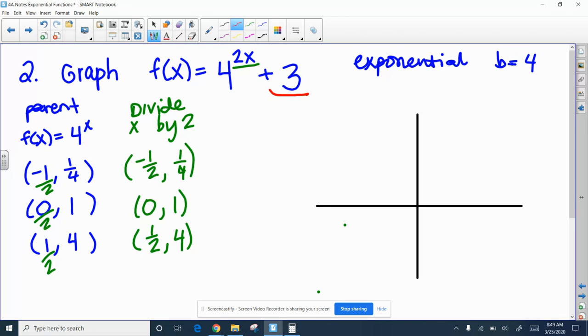Next, I still have this +3 right here. That's not in the exponent, so it's not affecting the x. That means it's affecting the y. And with y, we just do the operation we see. Here we are going to add 3 to the y values.